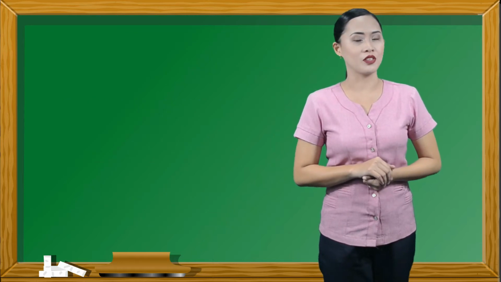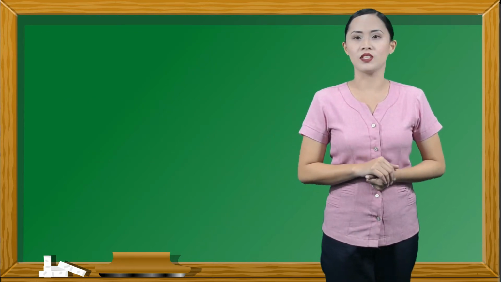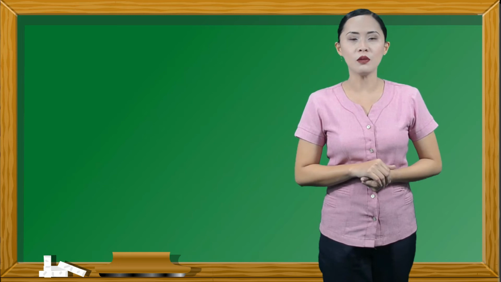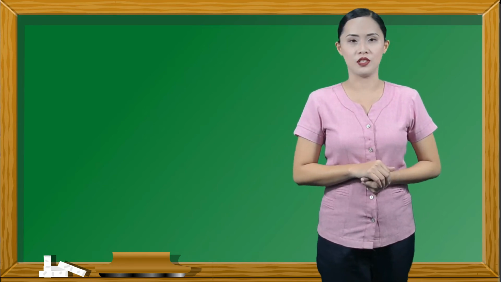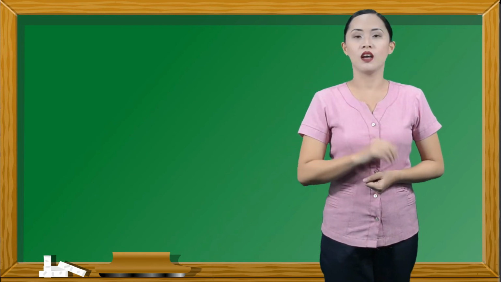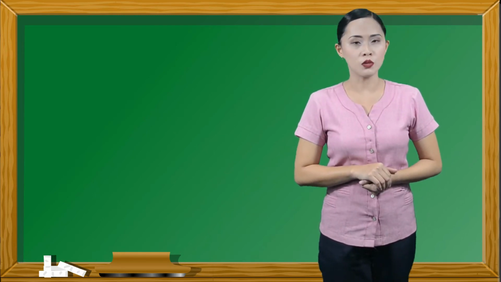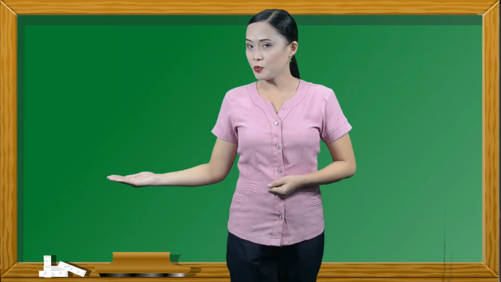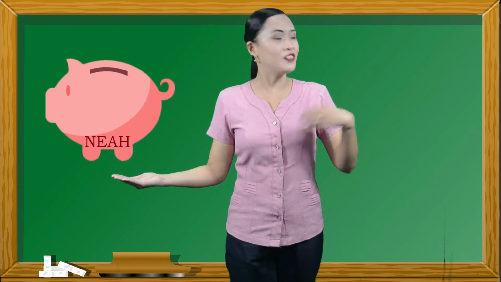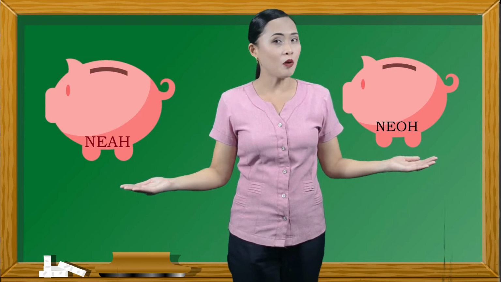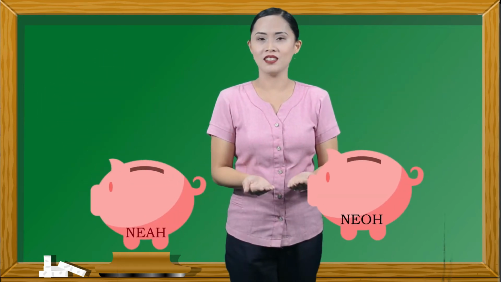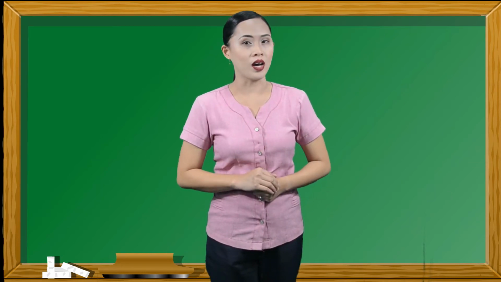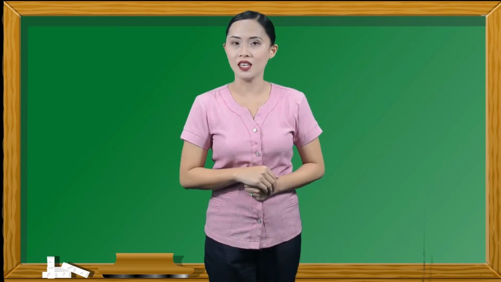But before we answer the question, let us go back to the given situation. The scenario presented is an example of a real-world problem involving functions. The two functions represent the savings of the two senior high school students. This piggy bank is for Nea, and this one is for Neo. Suppose we combine the piggy banks of the two students, the result is another piggy bank. This is what operations on functions is.